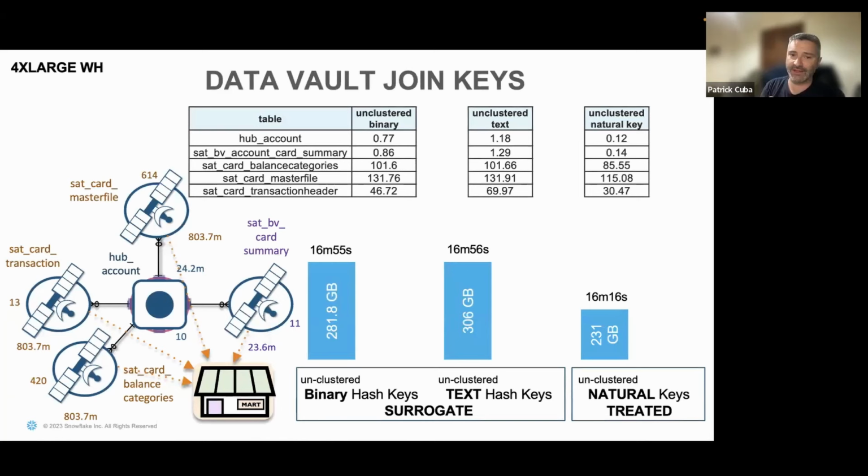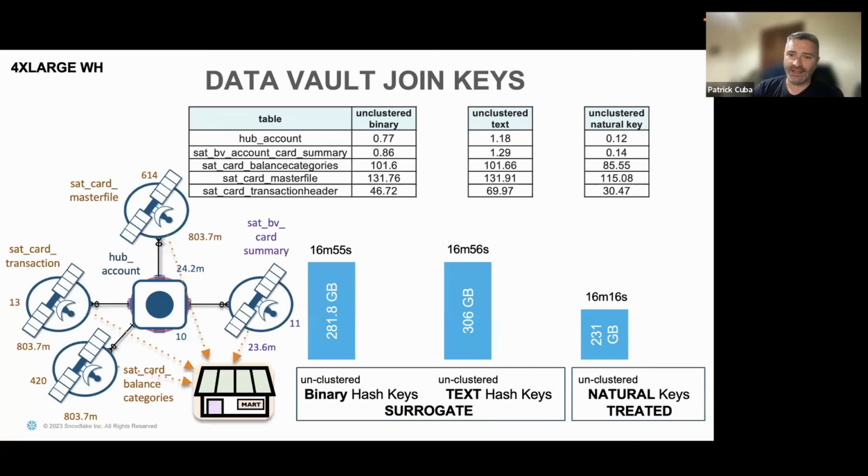So when joining this data together without a pit, using this sort of example, I upsized to a 4XL because XSmall won't do. Its memory allocation on XSmall is one node. It'll take forever to run. So for a 4XL unclustered, it ran for just under 17 minutes on binary hash, a second longer on a text hash, and much better on a natural key data vault.